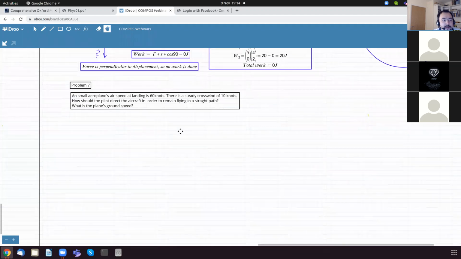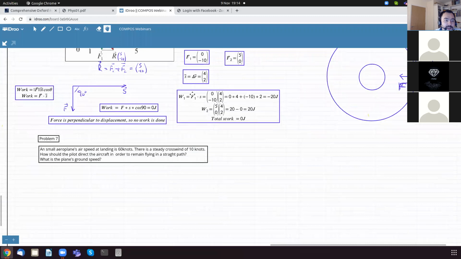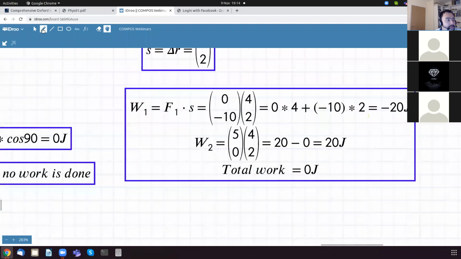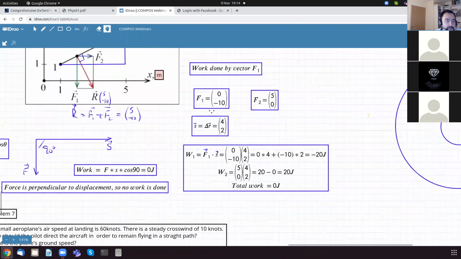Yes, this is a vector. This is not a vector. So work is not a vector. So never put an arrow over work.